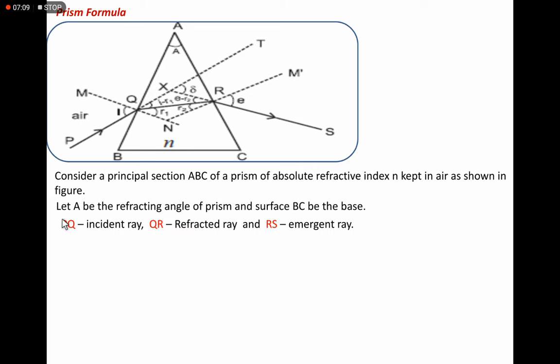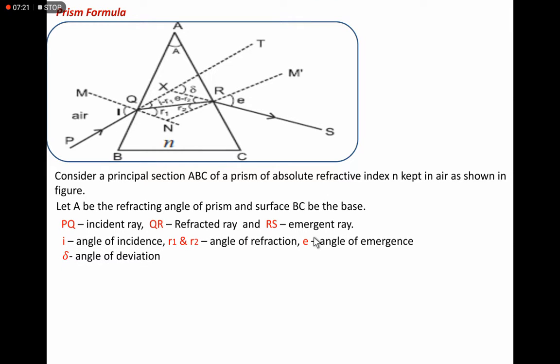Now, PQ is the incident ray, QR is the refracted ray, and RS is the emergent ray. I explained this in the previous diagram. Then i is the angle of incidence, R1 and R2 are the angles of refraction, E is the angle of emergence, and delta is the angle of deviation. The incident ray and the emergent ray are produced back, so they intersect each other at point X. So this angle TXS is delta, and this is known as the angle of deviation of the prism.